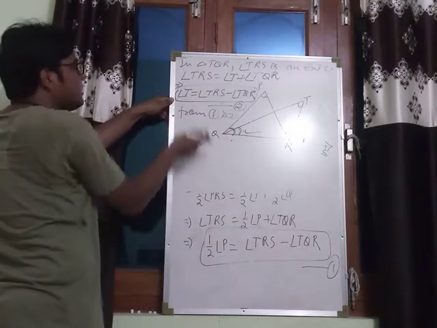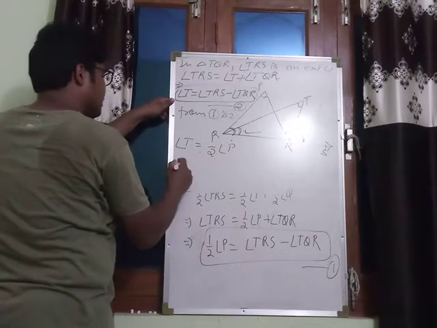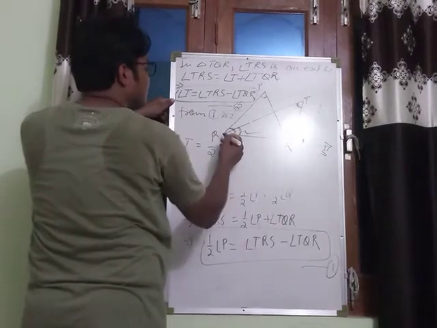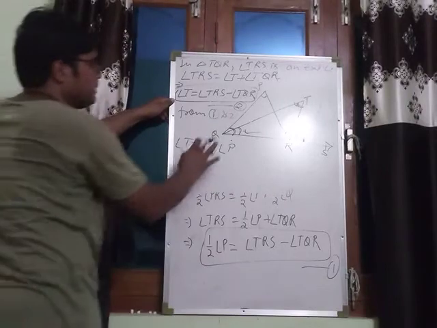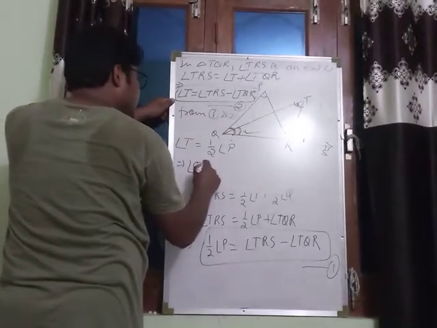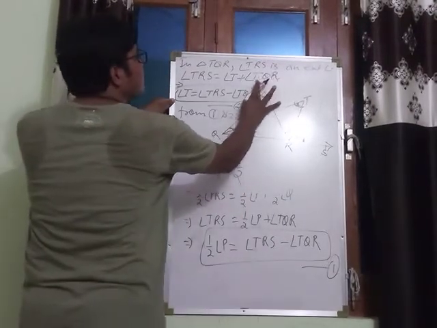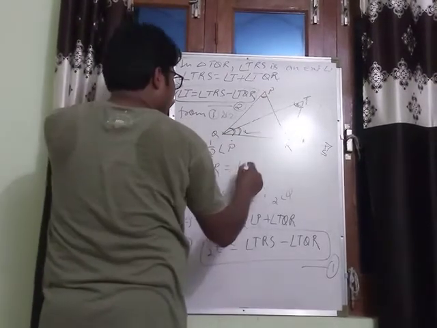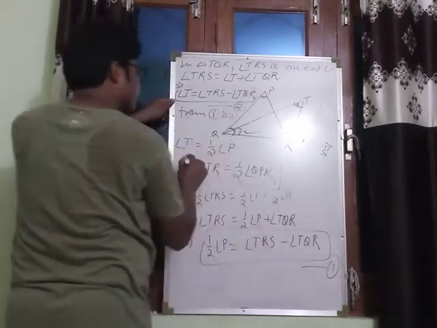So their left sides will be equal, means angle T is equal to half of angle P. And writing its name, angle T can be read as QTR. Angle QTR is equal to half of angle P. This one is angle P, read as QPR. Angle QPR, which we had to prove.